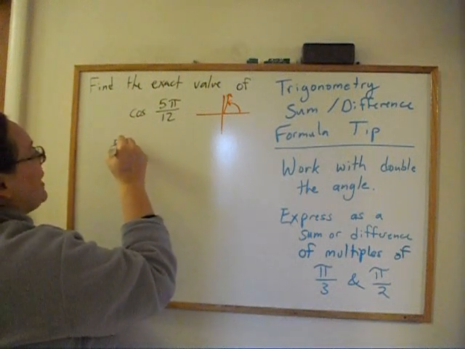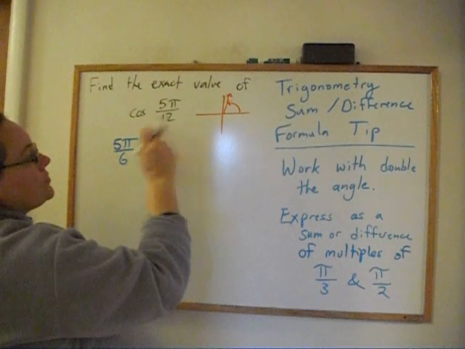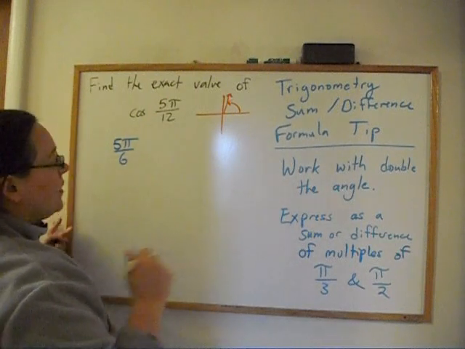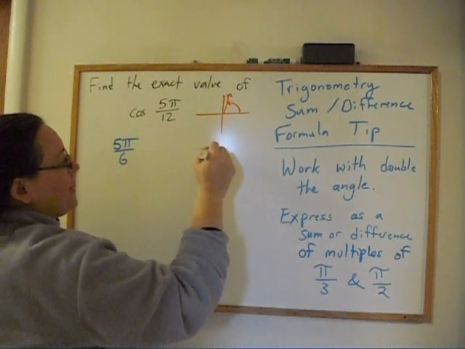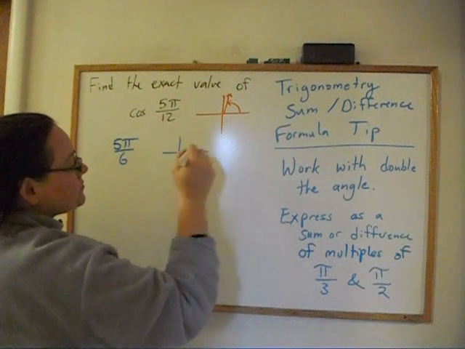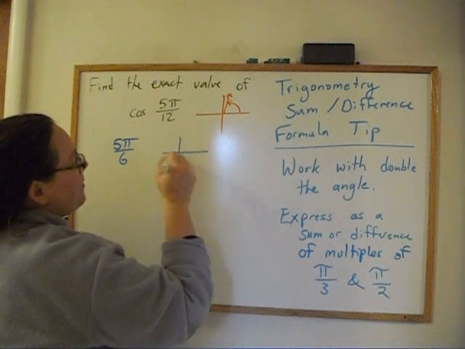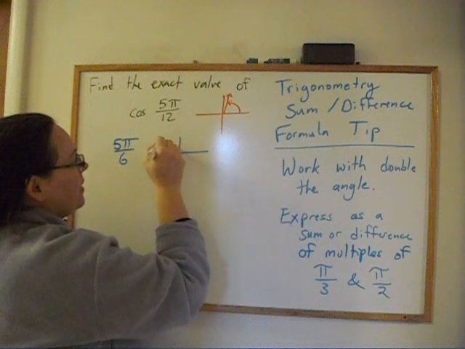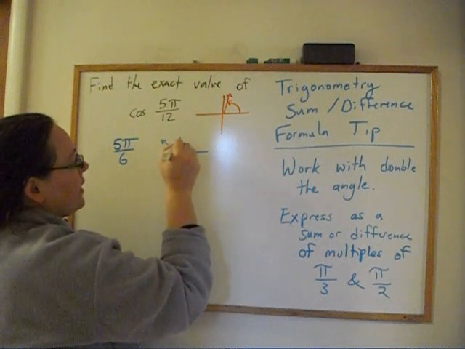So 5 pi sixths would be 2 times 5 pi twelfths. Now when I draw 5 pi sixths, that's going to be pi sixths shy of pi.